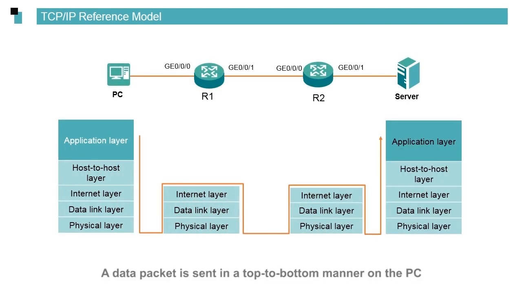A data packet is sent in the top-to-bottom manner on the PC. A header is added to the packet through each layer. The packet becomes a bit stream at the physical layer. After the bit stream arrives at the router, the router checks whether the frame header matches the router's MAC address. If a match is found, the router forwards the packet to the next hop. The packet ultimately reaches the server.